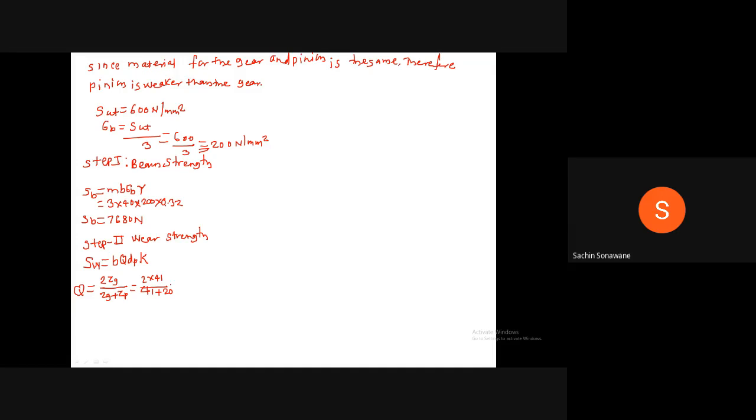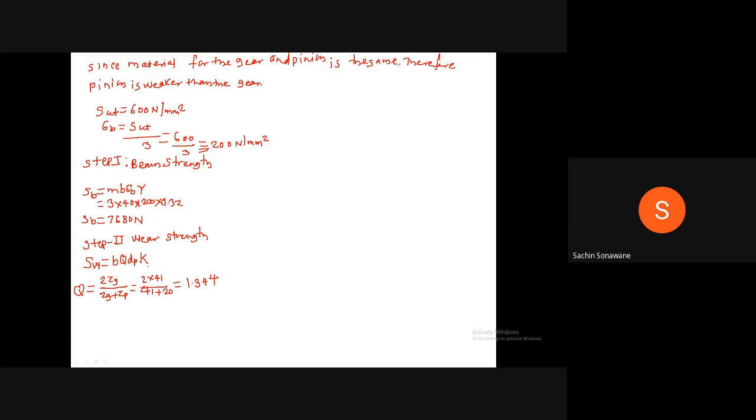Try to understand. What is the value of Q? Anyone can tell. Make the calculations: 2 into 41 divided by 41 plus 20. Anyone can tell? 1.344 is correct. 1.344. Now we have to calculate the value of dp.